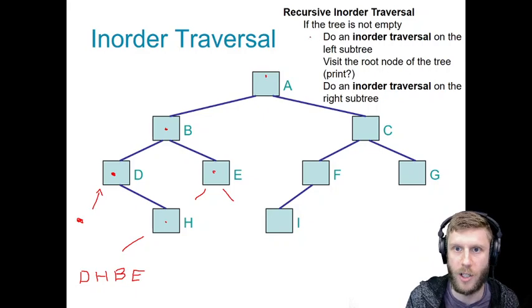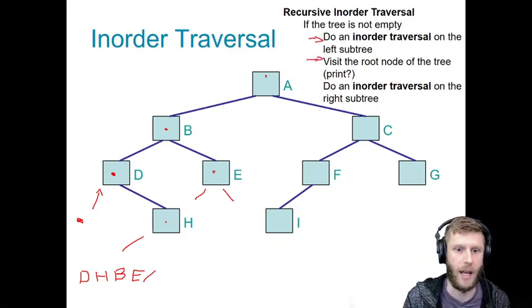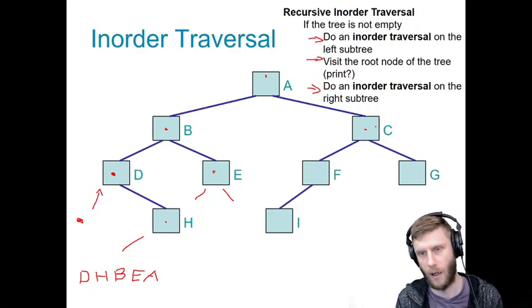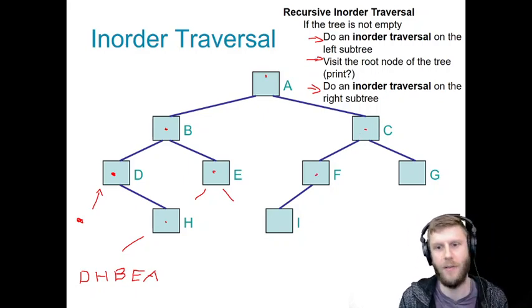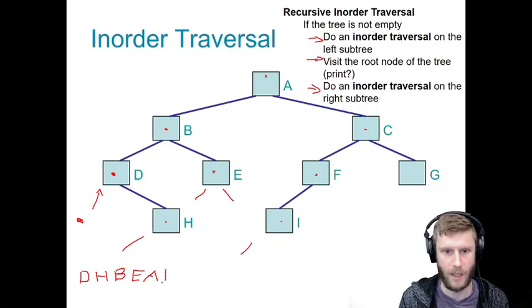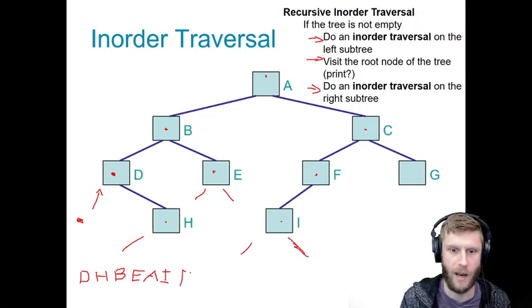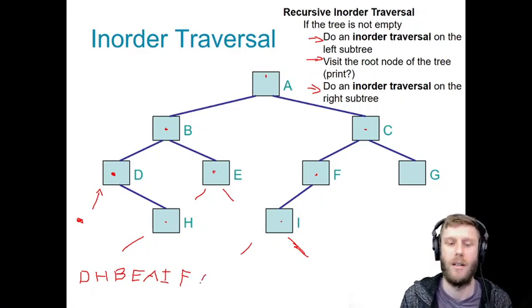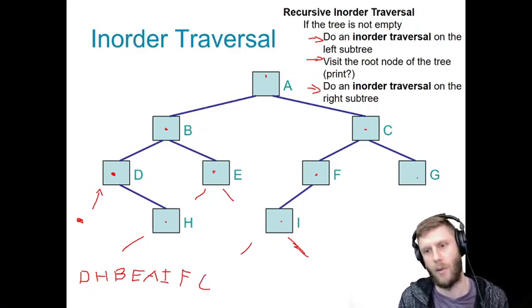And so now we just finished this bit, and now we're here. So, print out A. Then we do the in-order on the right. So we go to C. Don't do anything yet, go to the left, go to the left, nothing there, go back, get I, go to the right, nothing there, return. Now we can print out F. Go to the right, nothing there, return. C. Then go to the right.